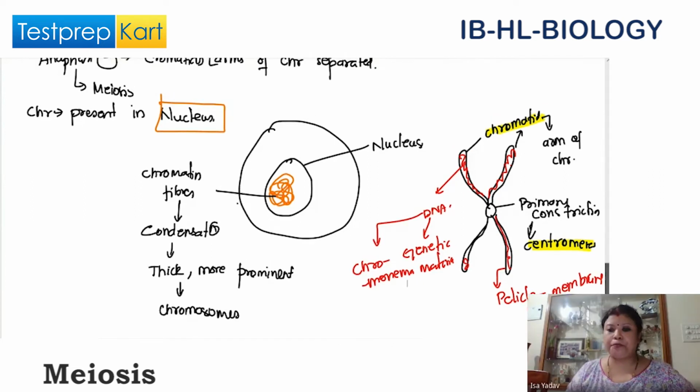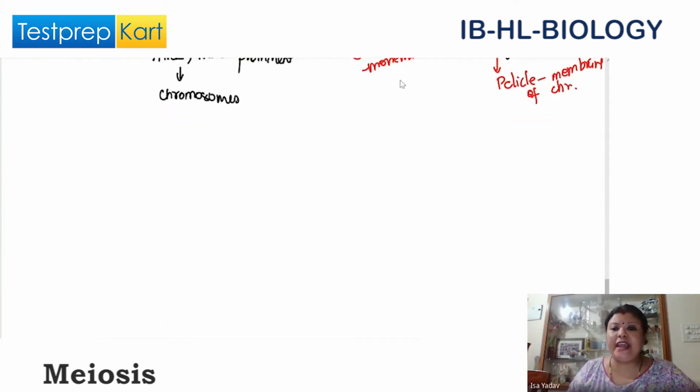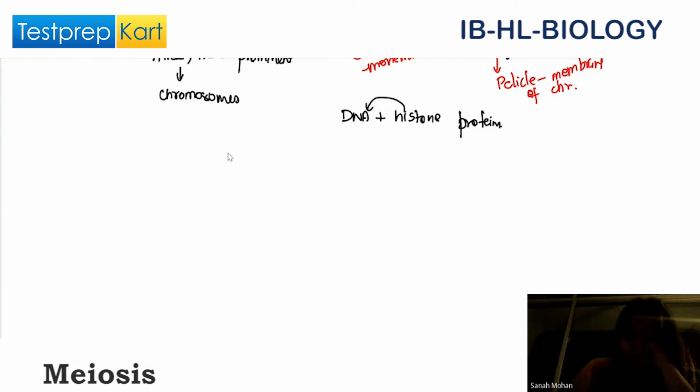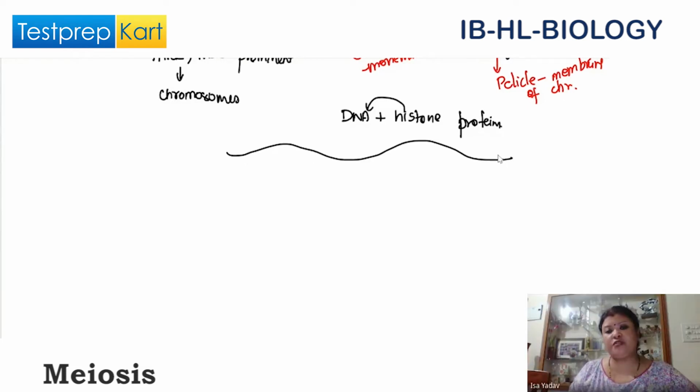Always remember, our DNA is always associated with histone proteins. It is the histone proteins that are always present in DNA. We will never find a DNA without a histone protein. Okay. Now, DNA features we have studied.